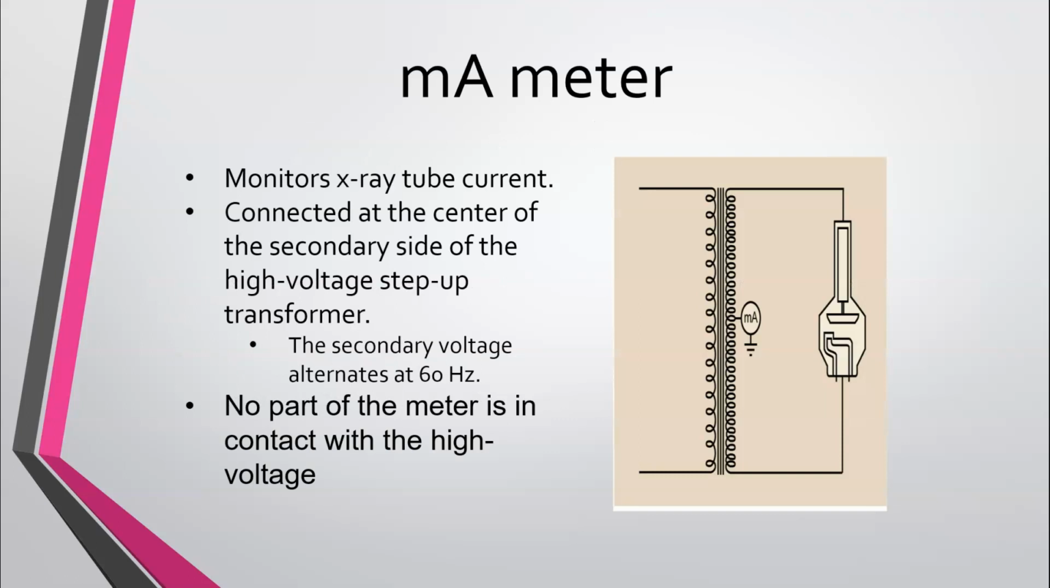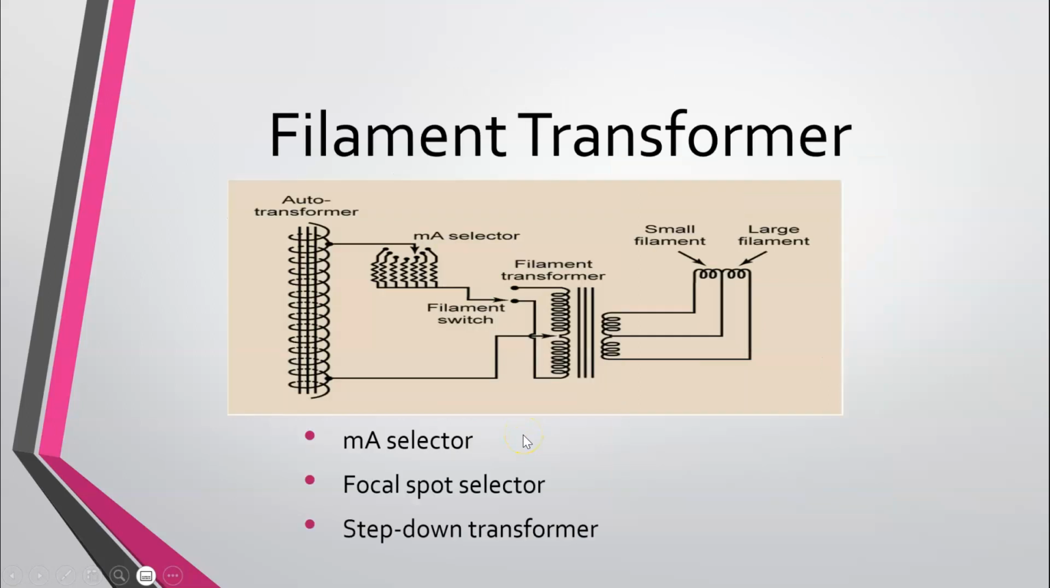Let's talk about the MA meter, okay? Monitors the X-ray tube current. Connects to the center of the secondary side of the high voltage step-up transformer. The secondary voltage alternates at 60 Hertz. No part of the meter is in contact with the high voltage. So the filament transformer. It has an MA selector, so right here. The focal spot selector over here, and a step down transformer right here.